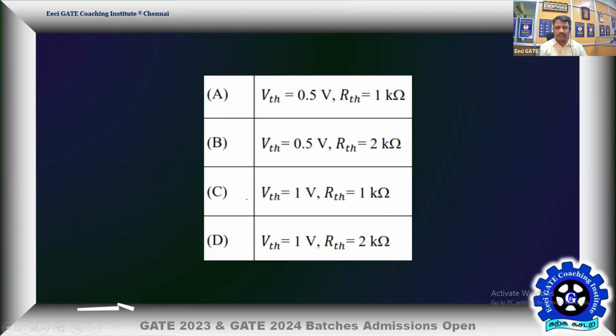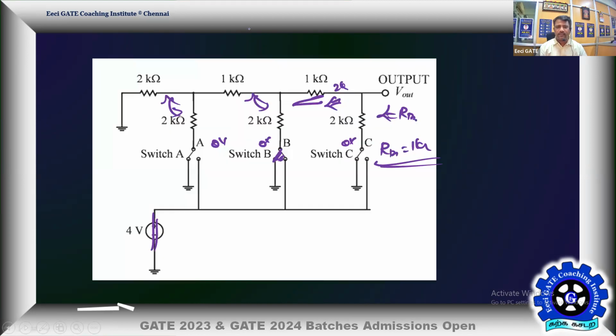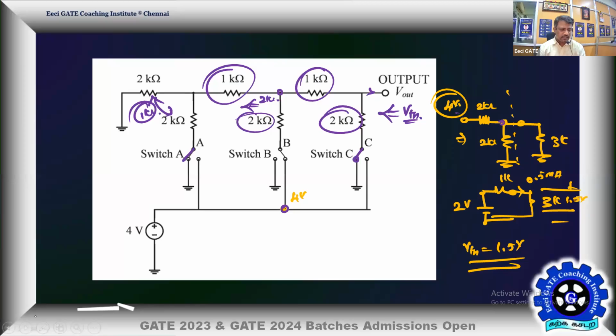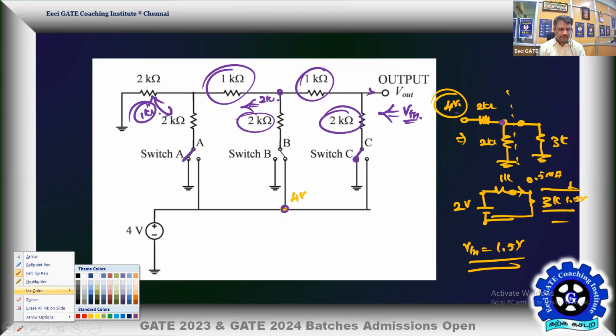Okay, what is the mistake committed? Luckily 1.5 is not there. RThevenin 1K is for sure. That means it has to be either 0.5 or 1 volt. Let me correct the mistake. Yes, so the mistake in the VThevenin is this. I took it across, and luckily it doesn't match with the given options.